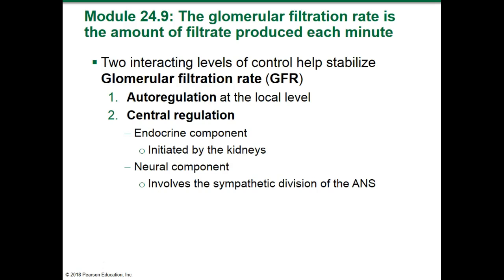Okay. Two interacting levels help stabilize the glomerular filtration rate. We have autoregulation. That means it happens right there at the glomerulus, at the local level. And then central regulation, which now involves your endocrine system, initiated by the kidneys. But you also have a neural component. The nervous system involves the sympathetic division of the autonomic nervous system.